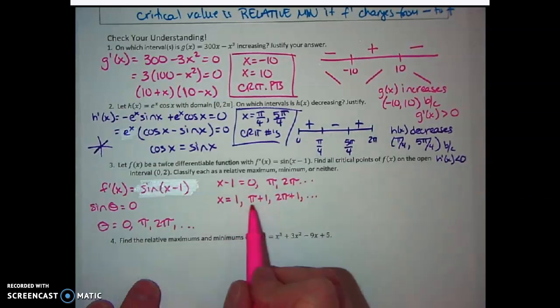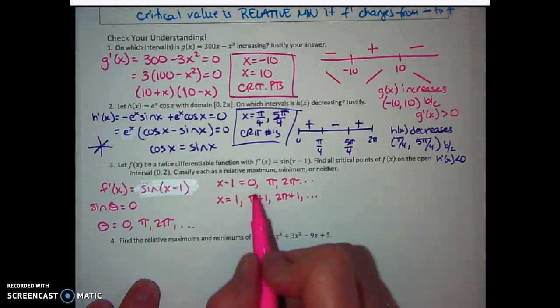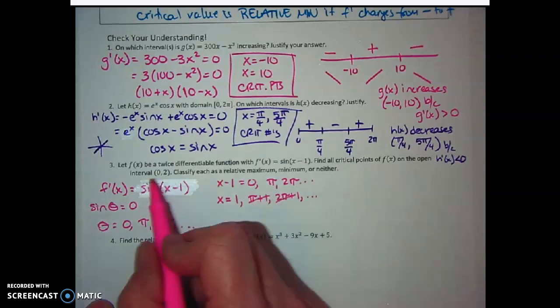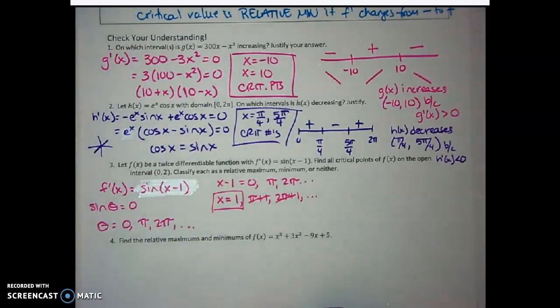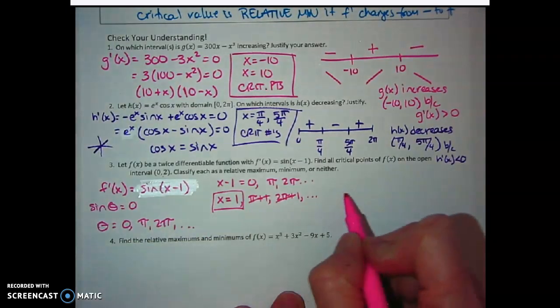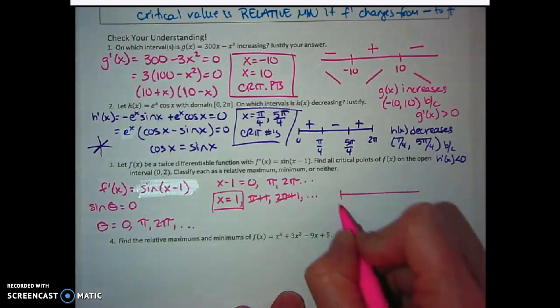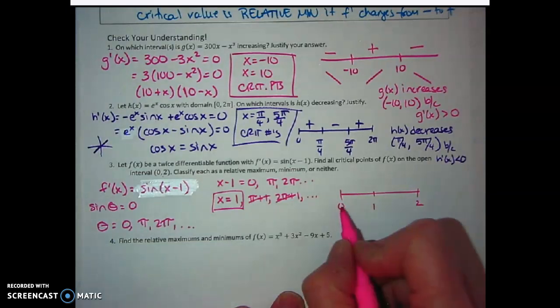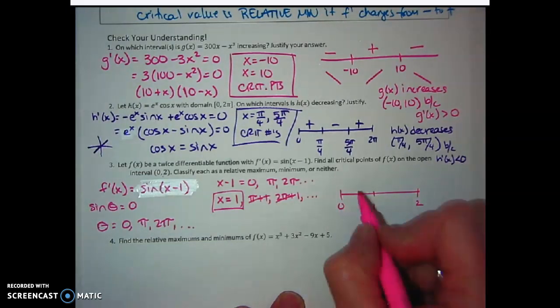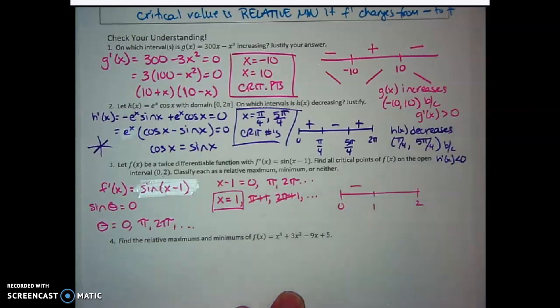And if we think about this, pi is 3.14, so that value and that value are not in my interval. The only critical value I have in that interval is 1. So my sign chart, including the endpoints of the interval, is going to be 0, 1, and 2. And then testing values, if I plug in a number between 0 and 1, I'm going to get a negative value. If I plug a number in between 1 and 2, I'm going to get a positive value.